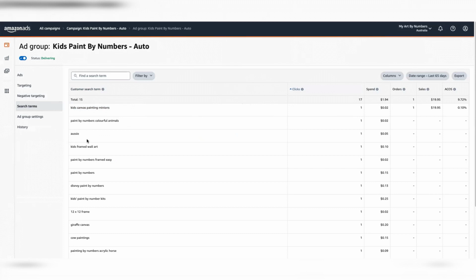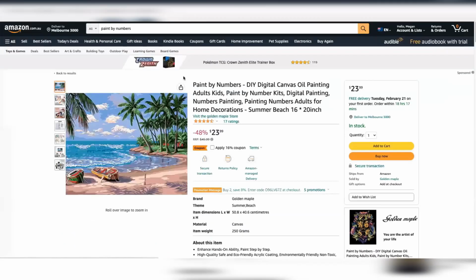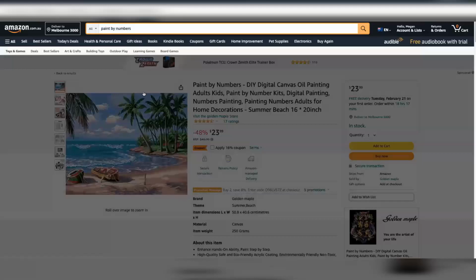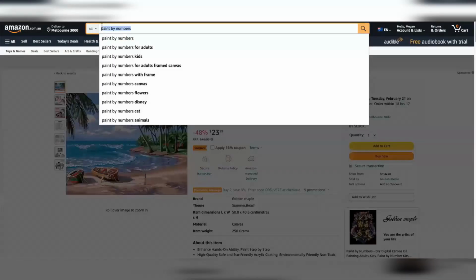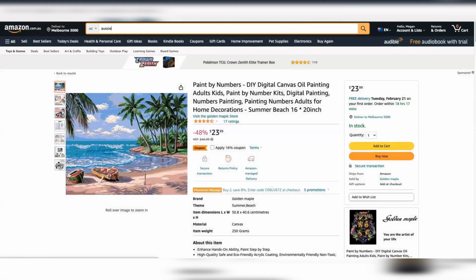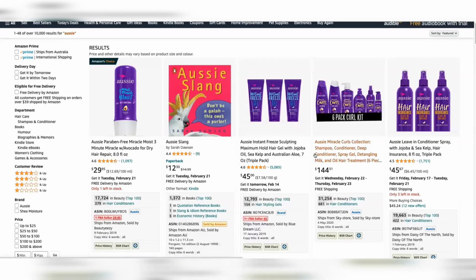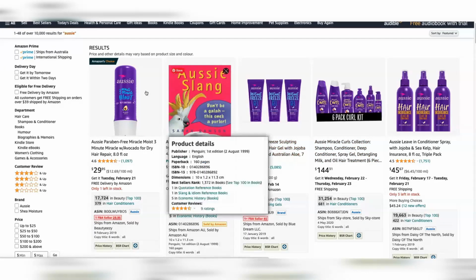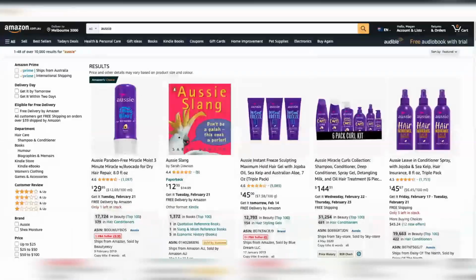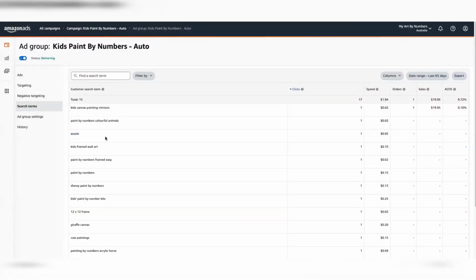Having a look at one word keywords, generally, unless they're super relevant to your product, you don't want to be advertising against them. And you can always have a look and see what comes up. If someone's typing in Aussie, what are they buying? Sometimes it could be a brand, or could just be a bunch of random things. Okay, so this looks like it might be for a brand called Aussie. So that would be one that potentially we can get rid of.